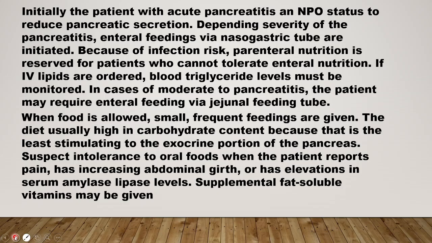And we provide a low fat diet and frequent small meals. Initially in acute pancreatitis, the patient is kept NPO. For what reason? So the pancreas gets rest to reduce pancreatic secretion. If the pancreas is in a resting condition, then pancreatic secretions will be decreased.